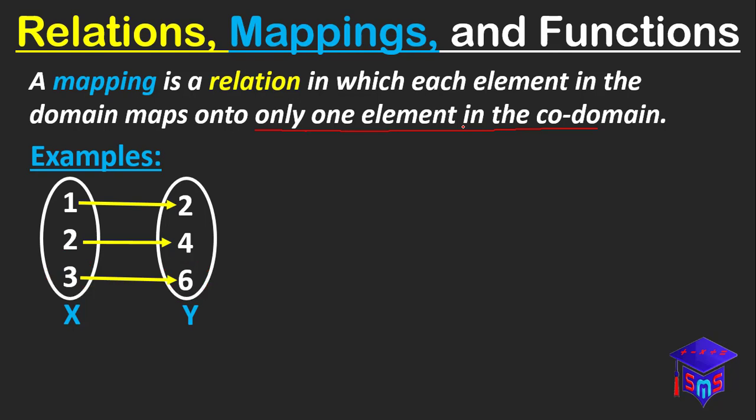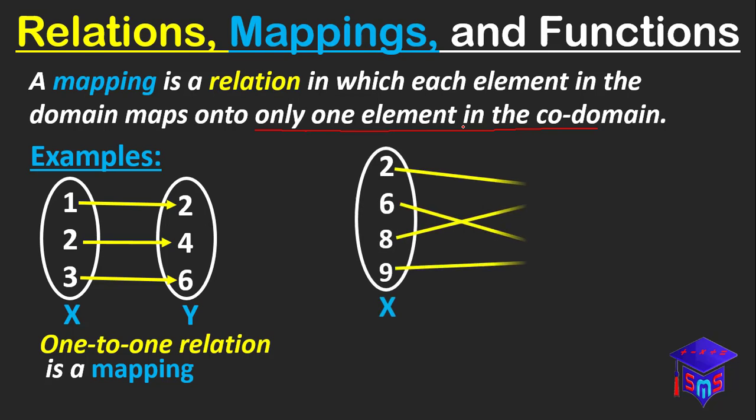And then in the previous lessons we mentioned, what type of relation is this? Alright, that's correct. So this is a one-to-one relation. Then we can say that a one-to-one relation is a mapping.